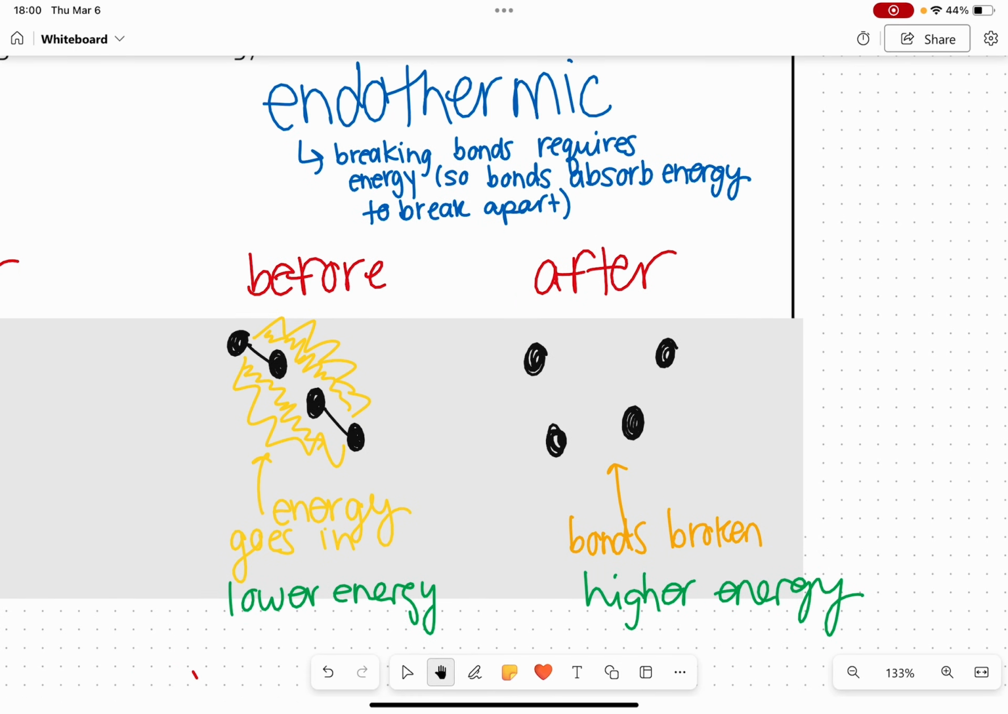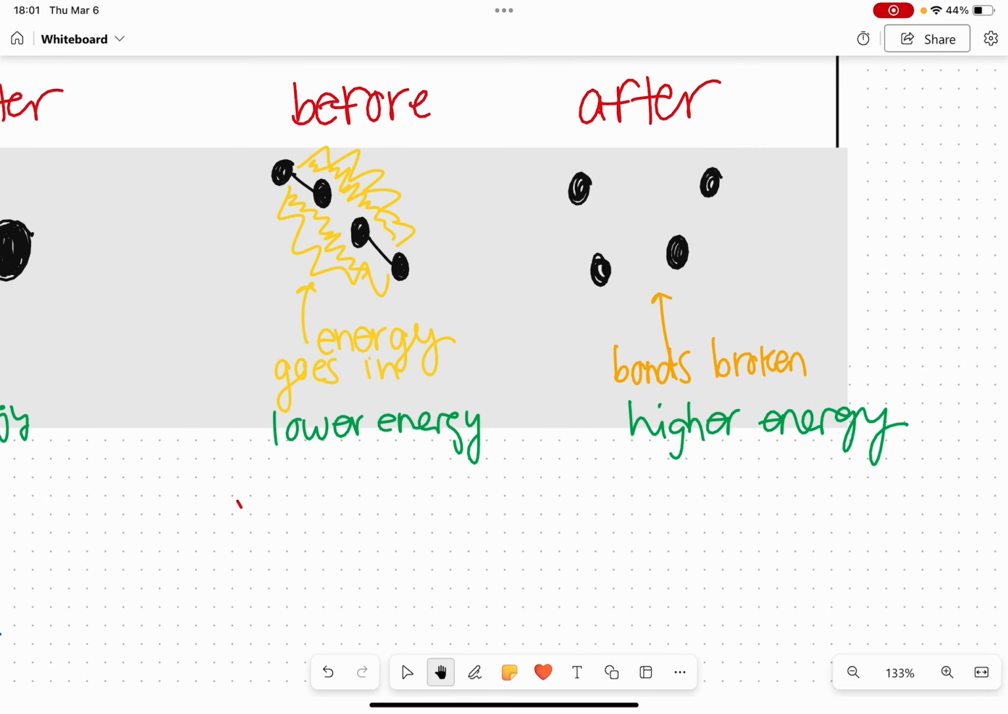Now, for endothermic reactions, you need to have more energy that's being absorbed. So this will allow you to break bonds. So if you look at the picture, we have our two molecules, let's say. As energy goes in, they're going to collide with each other. So they get the energy from colliding with each other, they absorb it, and then that causes them to break apart. So you can see the after, they're all individual.